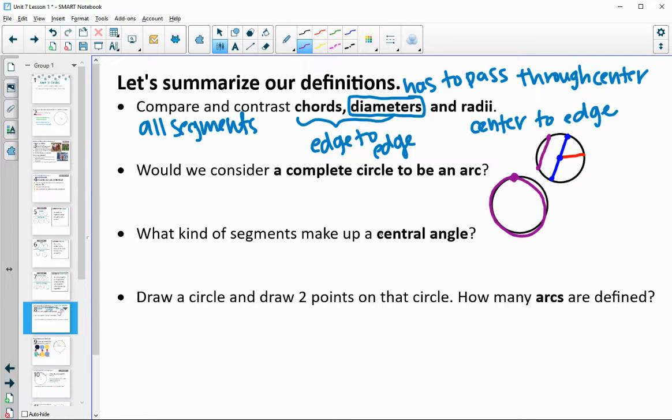What kinds of segments make up the central angle? So if we look at a central angle again, remember, we talked about this a little on the last screen, if you have a central angle and it's formed at the center, these two pieces right here are radii.